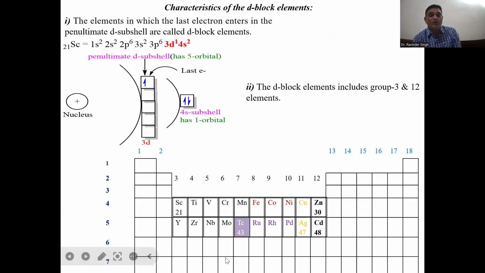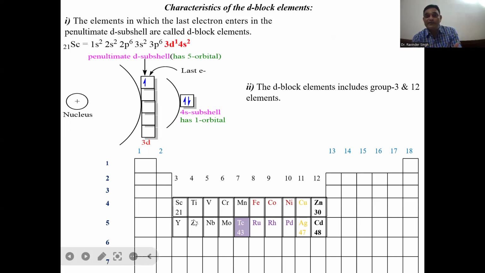Means all d-block elements are not transition elements, because in some of these d-block elements, one or two or three or more, the d subshell is not partially filled. The d subshell is fully filled in both the ionic and the neutral state. For example, you can see here zinc.